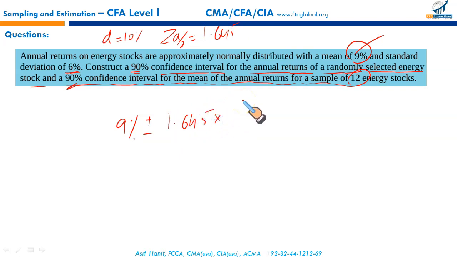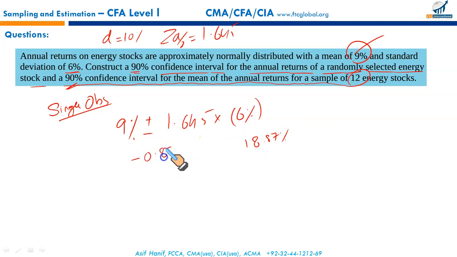multiplied by, remember we need two things. First we need the confidence interval for a single observation, right? 9% plus minus 1.645 multiplied by 6% standard deviation. When you simplify, you will get your result in the range 18.87% and negative 0.87%. So this is the 90% confidence interval range for a single observation from the sample mean.